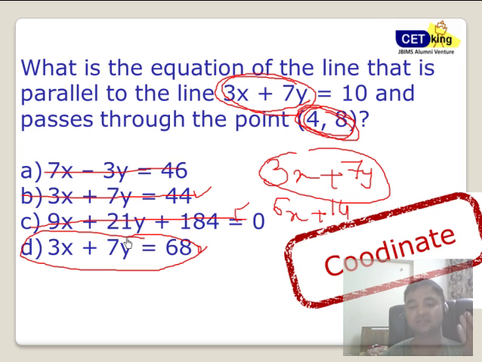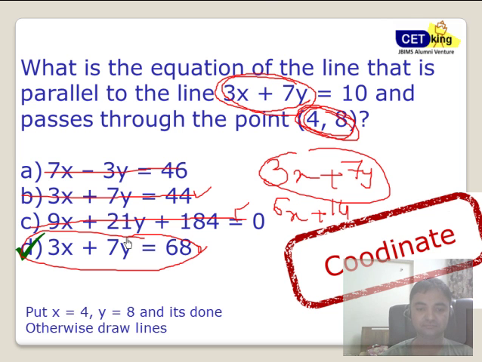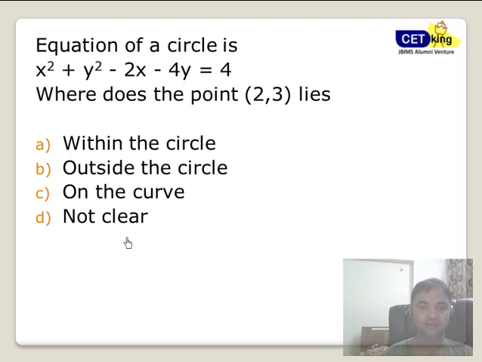Now, this question is a solved example question. The problem is you've not done coordinate geometry, not done logs, you've not done probability. It will be a very easy question coming from all these areas.